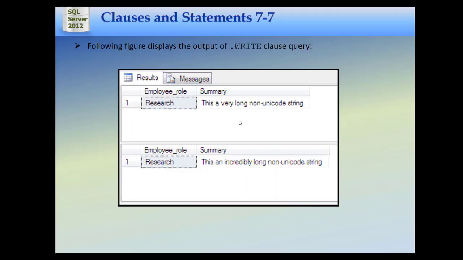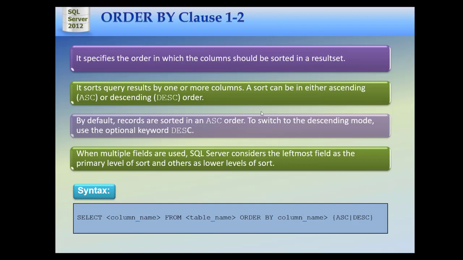Okay, we move on. Order by clause. Now the order by clause specifies the order in which the columns should be sorted in a result set. Order by is used to arrange your columns. It sorts the query results by one or more columns, and a sort can either be in ascending order, starting from the least, or descending, starting from the highest. By default, records are sorted in ascending order. To switch to descending mode, you will use the optional keyword DESC.